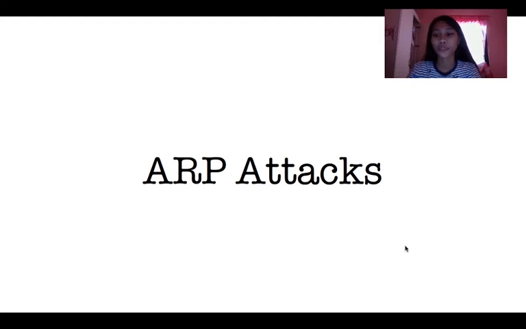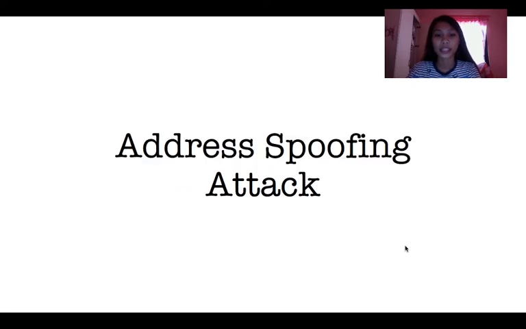ARP spoofing and ARP poisoning are mitigated by implementing DAI. And next, our address spoofing attack. IP addresses and MAC addresses can be spoofed for a variety of reasons. IP address spoofing is when a threat actor hijacks a valid IP address of another device on the subnet or uses a random IP address.